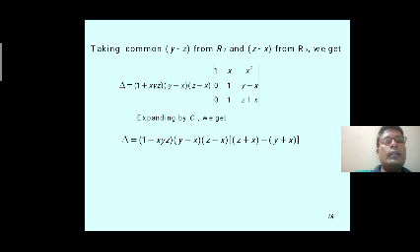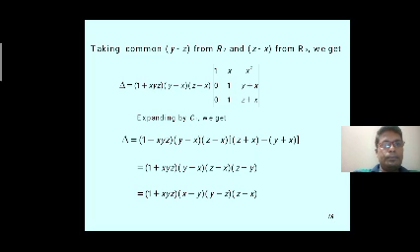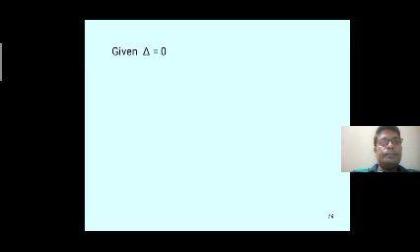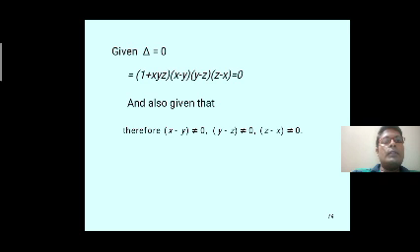Expanding by C1, we get delta equal to 1 plus xyz times y minus x, z minus x, times z plus x minus y plus x. That is equal to 1 plus xyz times y minus x, z minus x, z minus y, which equals 1 plus xyz times x minus y, y minus z, z minus x. Given delta equal to 0, 1 plus xyz times x minus y, y minus z, z minus x equals 0, and also given that x minus y is not equal to 0, y minus z is not equal to 0, z minus x is not equal to 0, hence 1 plus xyz equals 0. This implies xyz equals minus 1.